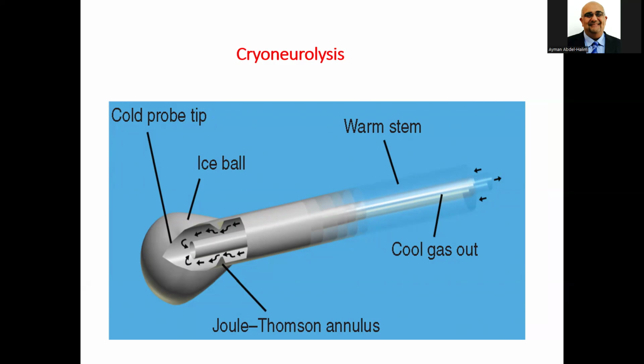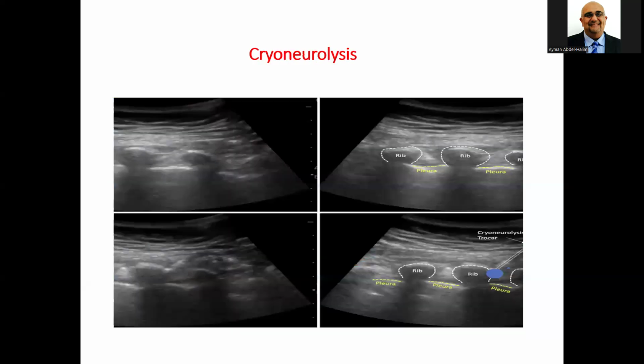The cryoneurolysis works through a phenomenon called the Joule-Thomson effect. What is the Joule-Thomson effect in a nutshell? It is basically decompressing the gas. Usually we use CO2 or nitrous, and at the tip of the probe it will create a reduction in temperature and development of an ice ball. And this is basically cryoneurolysis in two words.